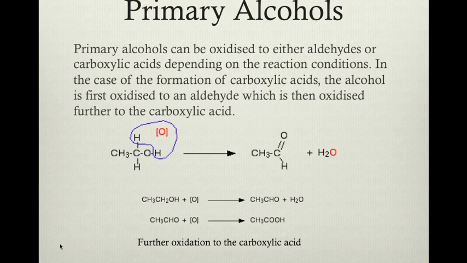What happens when we oxidize a primary alcohol like this is we pull out a water, as you can see in the balanced equation, and create an aldehyde. If there is sufficient oxidation material, the aldehyde will continue to oxidize and turn into a carboxylic acid.